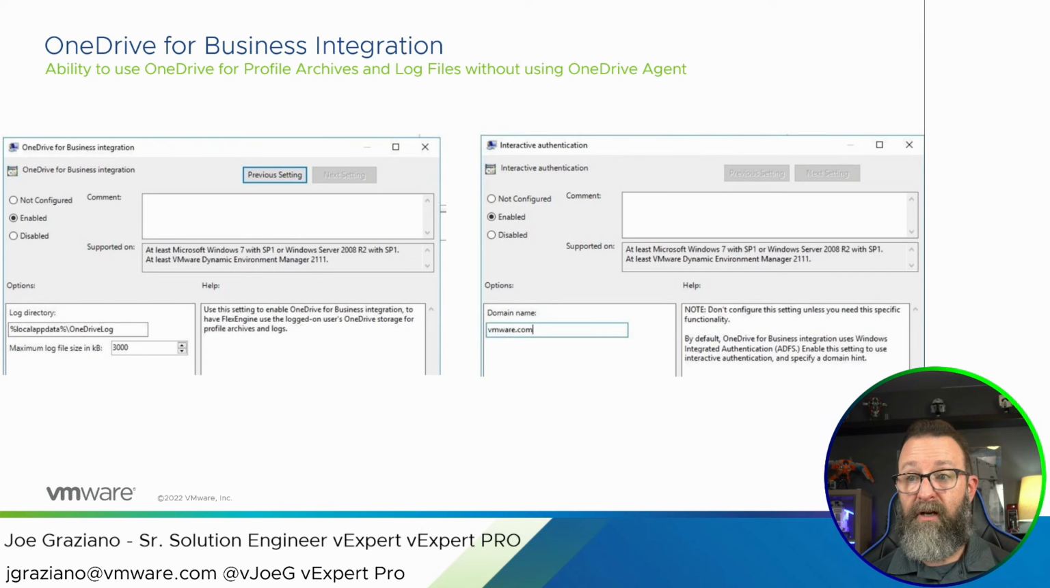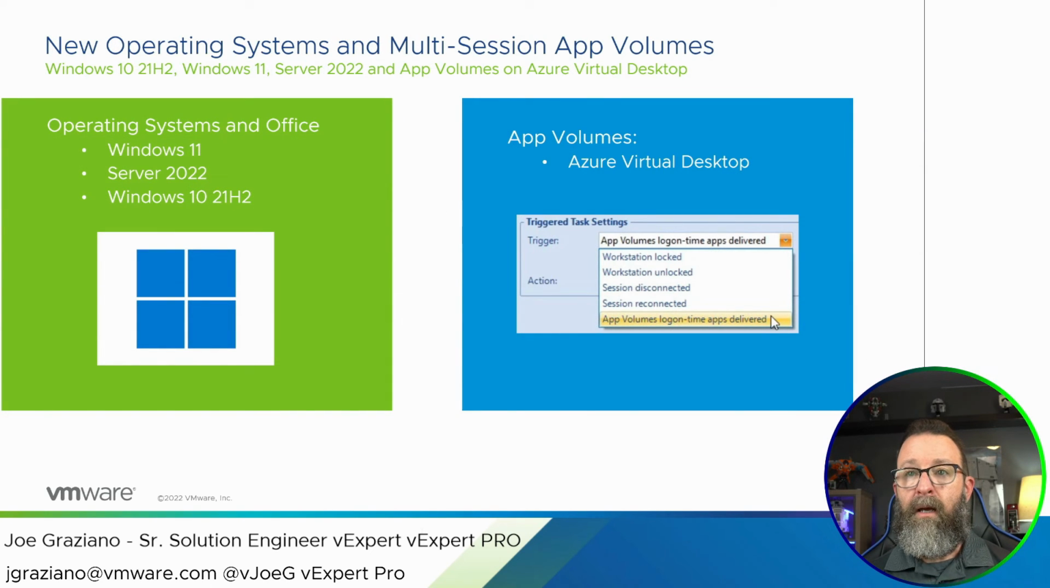OneDrive for Business integration. Again, you can use OneDrive now for your profile archive stores. So really handy if you're using OneDrive and you want to leverage that storage. Just like App Volumes, Windows 11, Server 2022, and Windows 10 21H2 are supported, and now Azure Virtual Desktop. So you can use App Volumes in Azure in AVD as well.